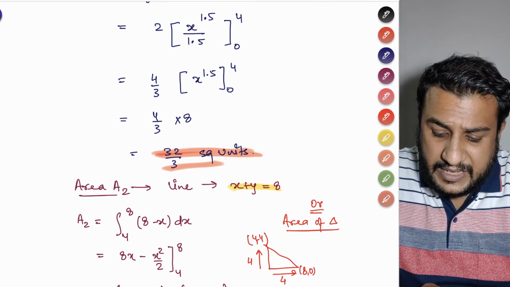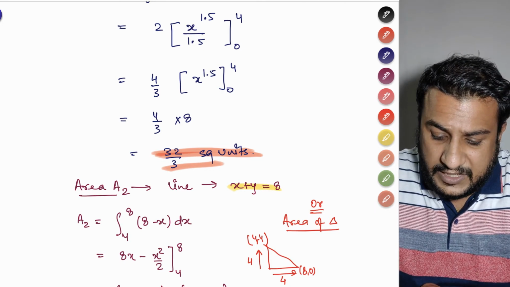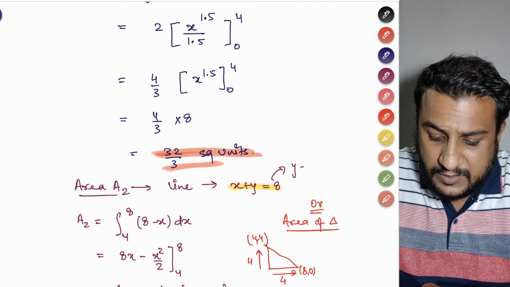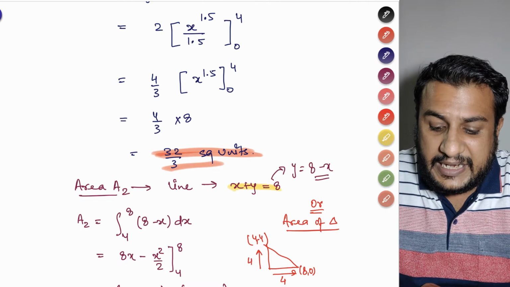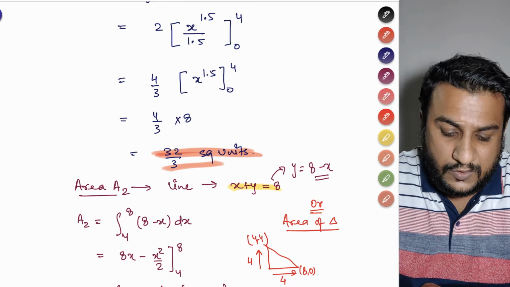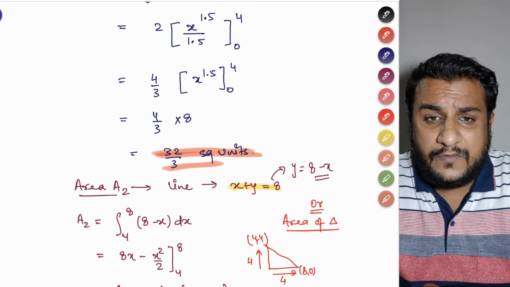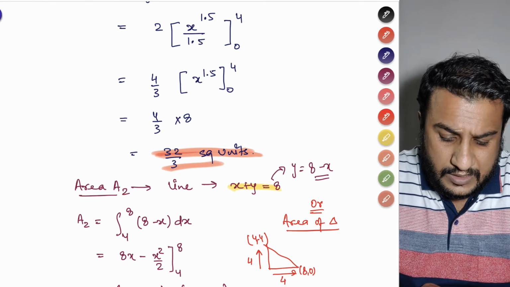So if I make y the subject of this equation, what do I get? y is equal to 8 minus x. Now, integration of 8 minus x from 0 to 4 we have already done for the curve. Now 4 to 8 is for the line.